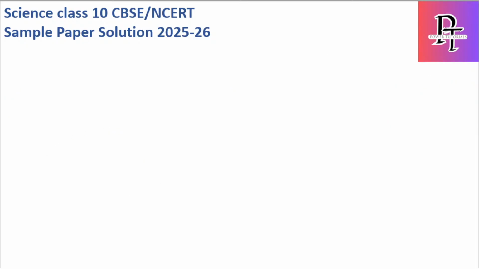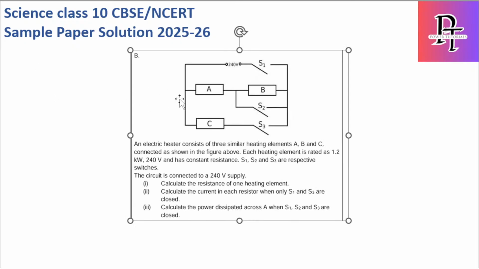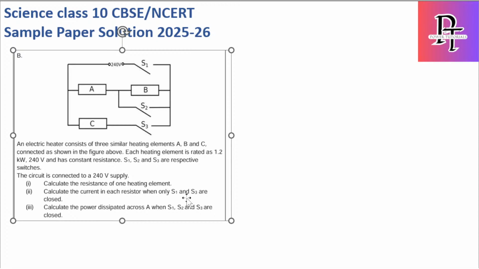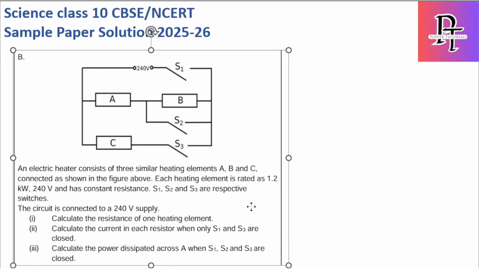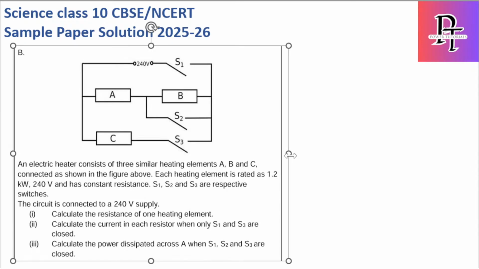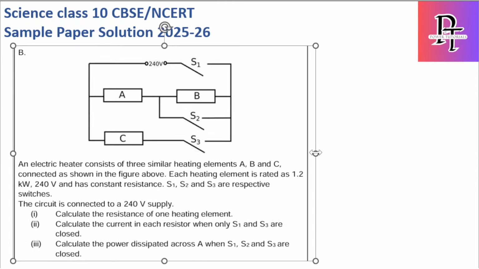Okay, now let's move to the B part. The B part is a little interesting, because we need to check the question properly and then solve it, because if you miss a small point, then definitely our answer will go wrong. So let's understand the question properly first and then we'll go with the solution. Hope you are able to see the question properly.